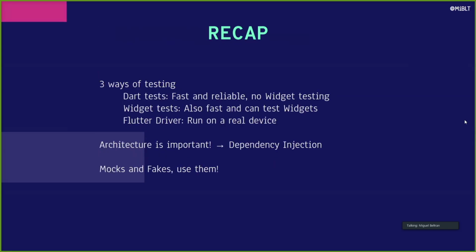A quick recap before I finish. The most important concepts that you have learned today. We mainly have three different ways of writing tests in Flutter: plain Dart tests, widget tests, and Flutter driver. Plain Dart tests are fast and reliable, but you cannot test widgets with them. Widget tests instead allow you to test your widgets, although they come with small limitations. And Flutter driver, which runs on a real device, is the closest to a real user, but they are hard to write and hard to maintain. Plus, they are also very slow.